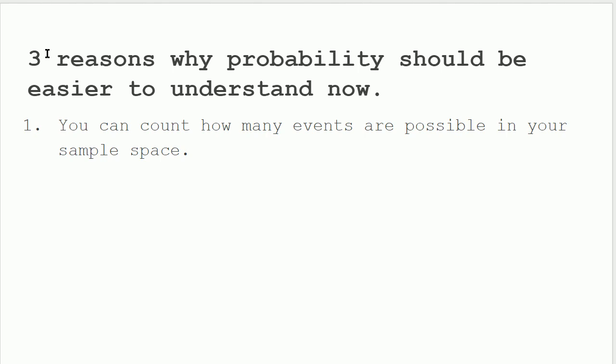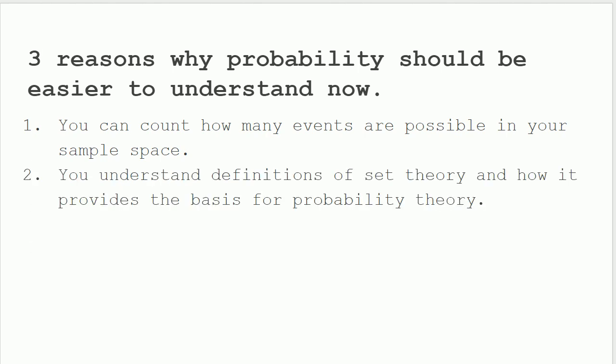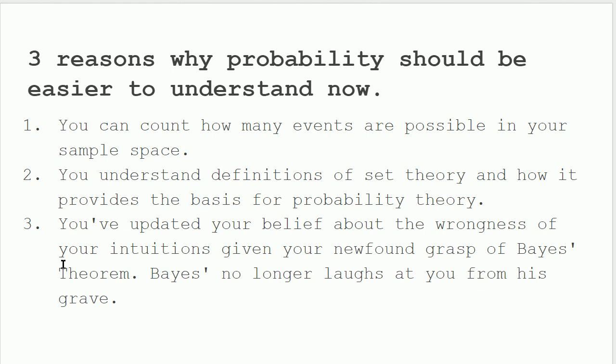So let's go back and address the 3 reasons why probability should be easier to understand now. So 1, you can count how many events are possible in your sample space. 2, you understand definitions of set theory and how it provides the basis for probability theory. And then finally, you've updated your belief about the wrongness of your intuitions given your newfound grasp of Bayes' theorem. And now Bayes no longer laughs at you from his grave.